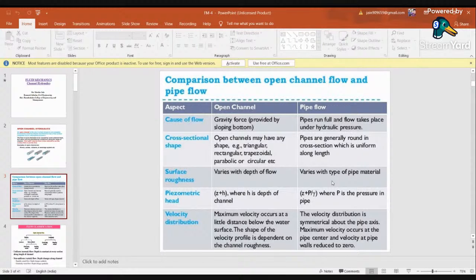Then head, where head is Z plus H. Z is the reference level from the bottom and H is the depth of water in the channel. And when you are checking pipe flow, Z is your bottom level and P is your pressure, but here you have to take P by gamma, that is the pressure component. P by gamma is nothing but your pressure head, which will be in terms of meters only. In previous classes we have seen this.